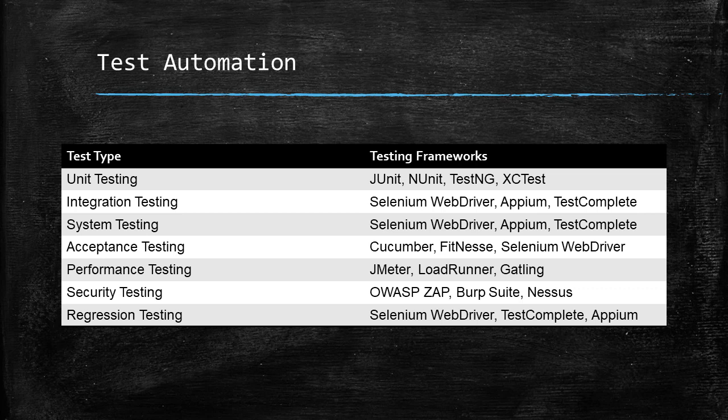For performance testing you can use JMeter, LoadRunner, Gatling. For security testing you can use OWASP ZAP, Burp Suite, Nessus. For regression testing you can use Selenium WebDriver, TestComplete, Appium. Note that these are just a few examples of test automation frameworks that can be used for each test type. There are many other tools and frameworks available in the market that can be used based on the specific needs and requirements of the project.